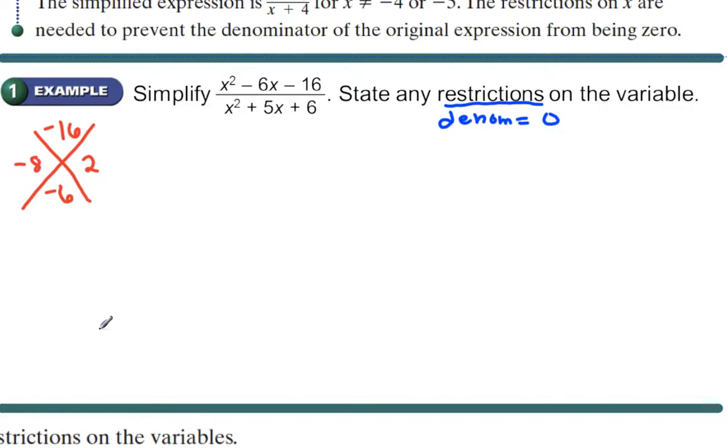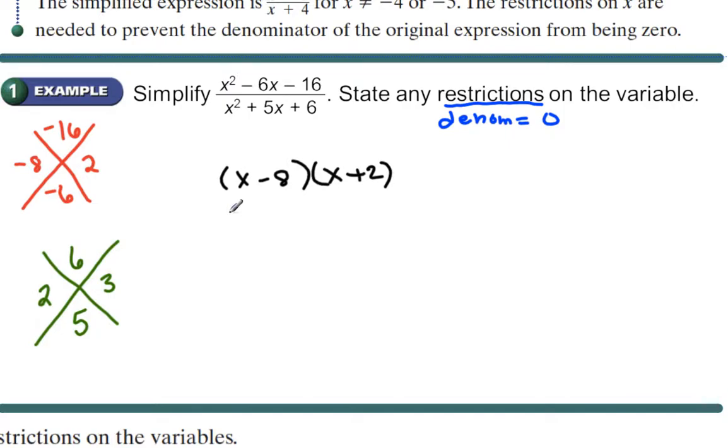Now, let's do the denominator. We've got 1 times 6 is 6. 5 is in the middle, so 5 goes down here. 6 times 1 would give us 6, but 6 plus 1 would give us 7, which is not 5. So we need to go with 2 and 3. Okay, so now in the numerator, we have x minus 8 times x plus 2 all over x plus 2 times x plus 3.